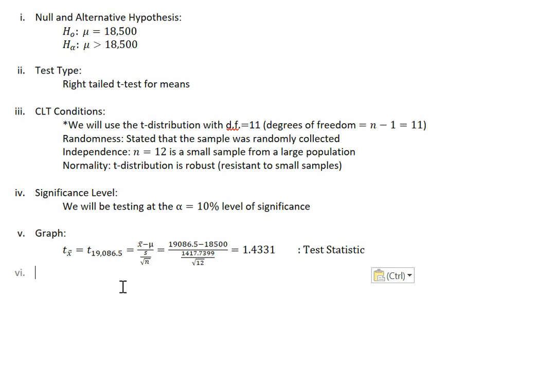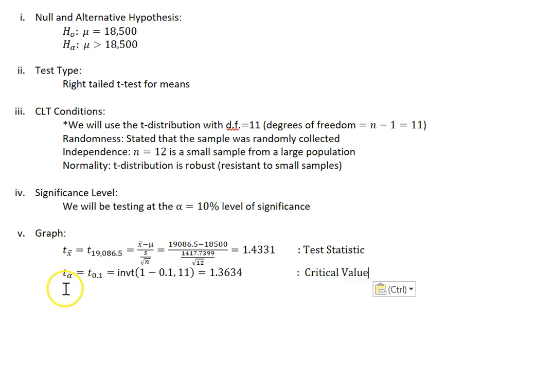If you have a TI-84, you can find the t-score by using inverse t for a certain area given under your graph. So my t-score for alpha is 10%, t of 0.1 is inverse t of 1 minus 0.1. So this will be inverse t 0.9 and then 11. So my degrees of freedom is last and the area under my curve is first, right?